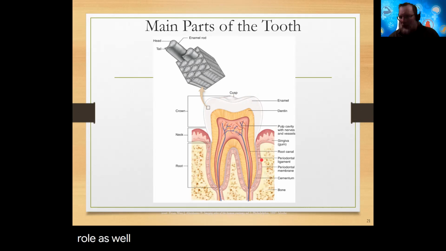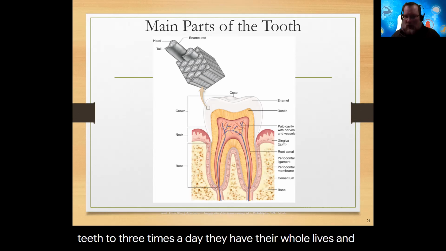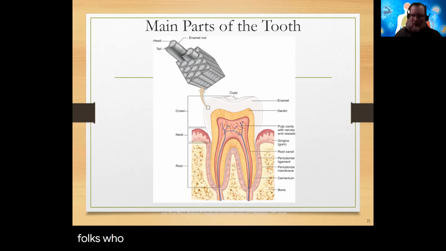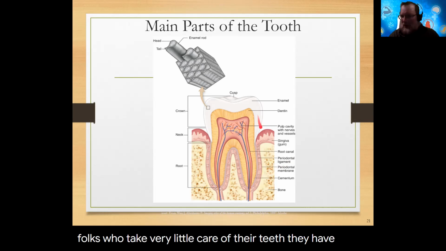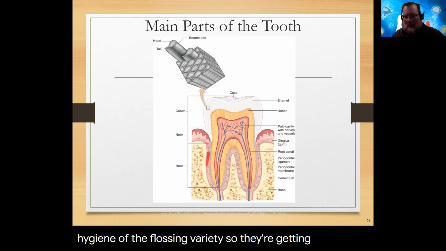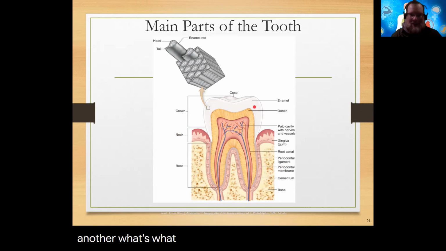There are folks we've dealt with that brush their teeth 2-3 times a day. They have their whole lives, and they just have really weak enamel and dentin. And the other folks who take very little care of their teeth, they have very strong teeth, but their issues come from problems with hygiene of the flossing variety. So they're getting issues more down in this area, but they do have strong teeth. So anyway, you can't really say one way or another what's what, regarding teeth and teeth health.